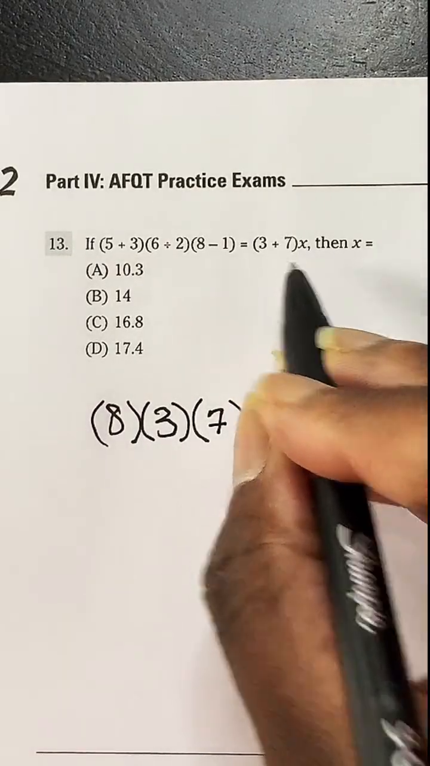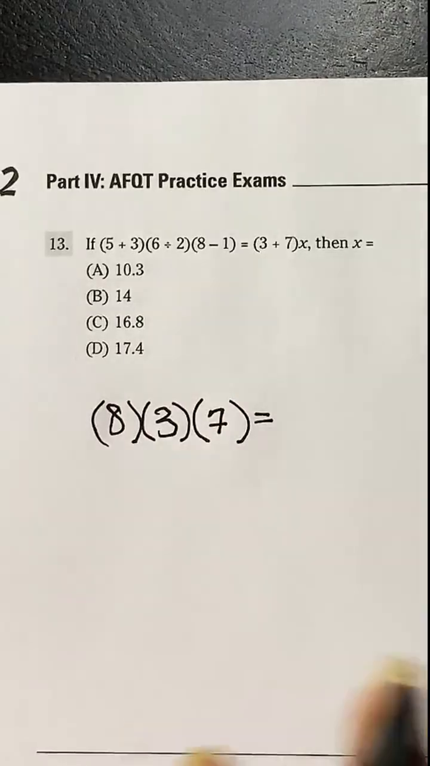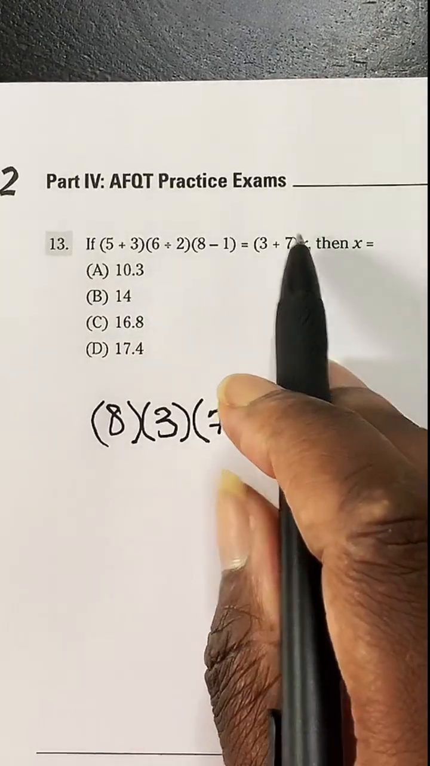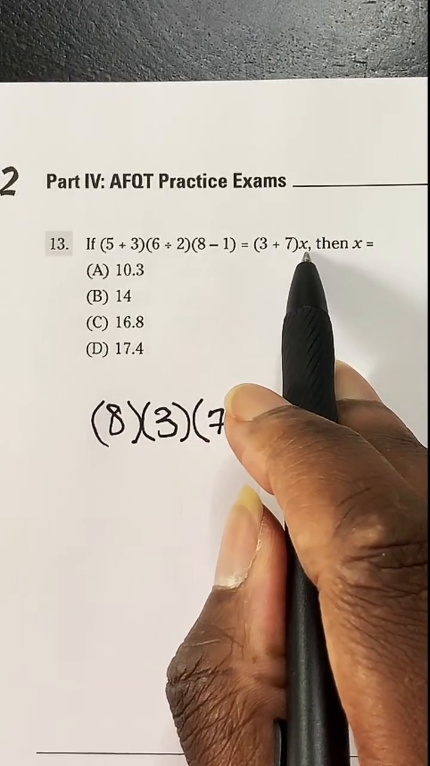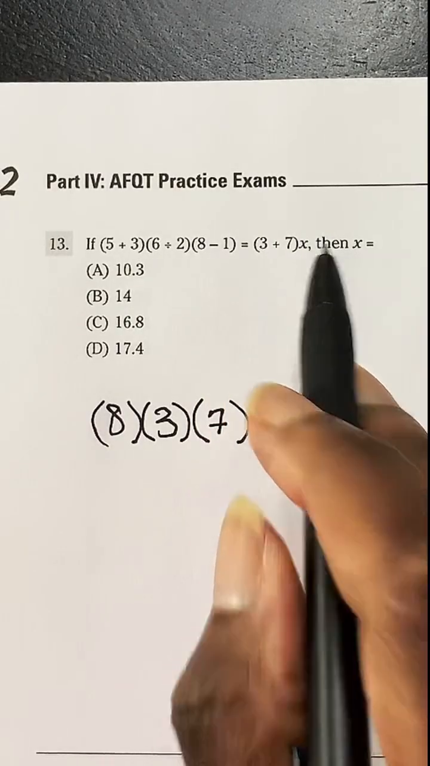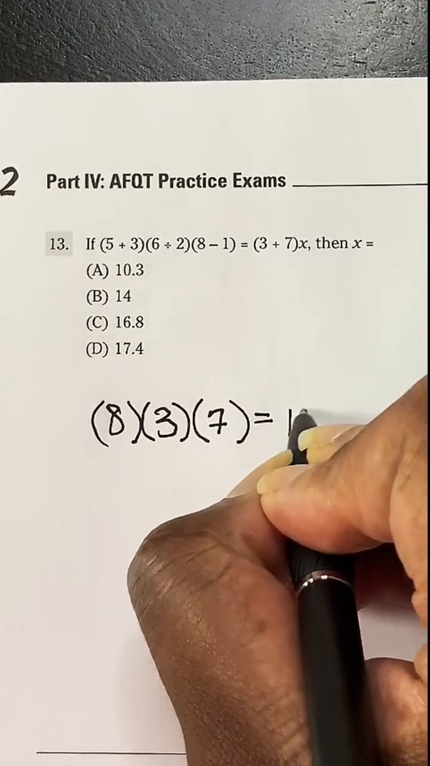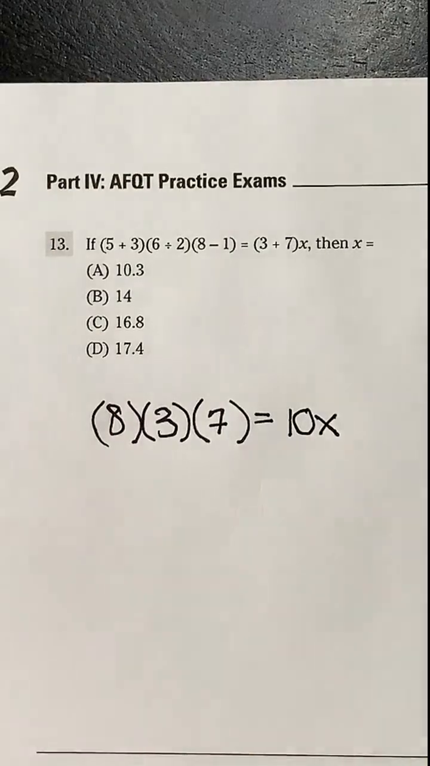And then over here, we have 3 plus 7. Now, I know people that are like, oh, let me distribute the x. Always do inside the parenthesis before you do multiplication. Remember, don't forget about PEMDAS. So this is actually going to be 10x.